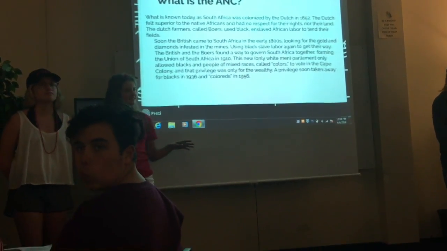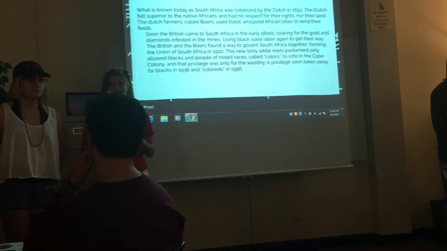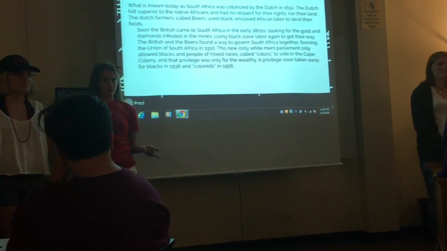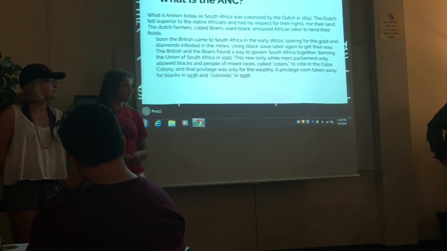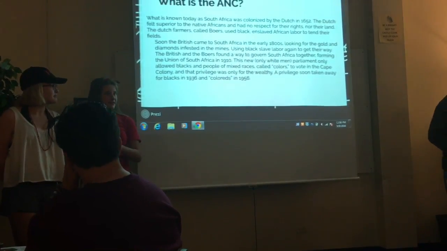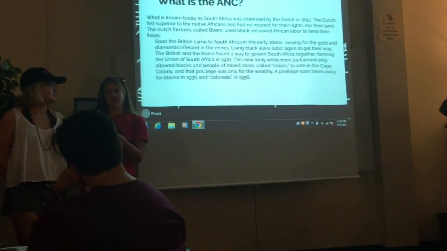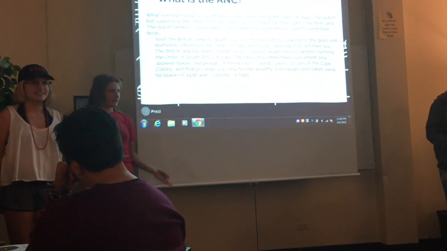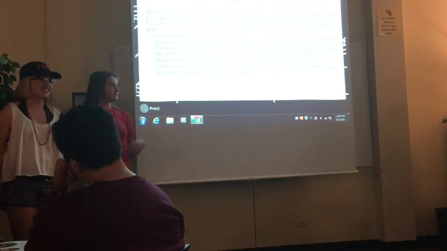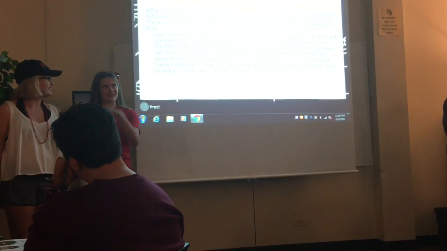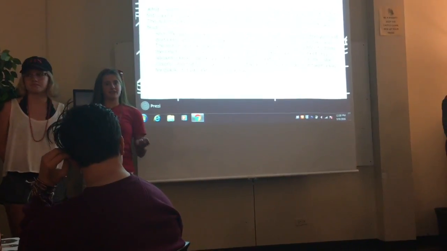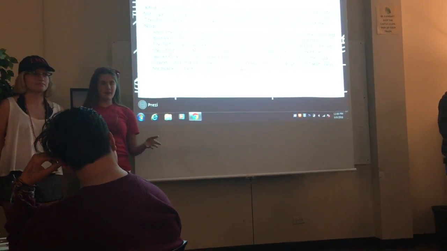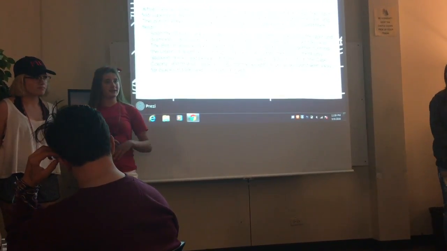So in the 1650s, Dutch farmers called Boers came to South Africa just for more farmland, and immediately they enslaved black native South Africans. About a century later, the British came to South Africa, and they wanted the gold and the diamonds in the mines, and immediately again they enslaved the native black South African population. So eventually the Boers and the British had to find a government that worked for each of them, and in 1910 they created the Union of South Africa.